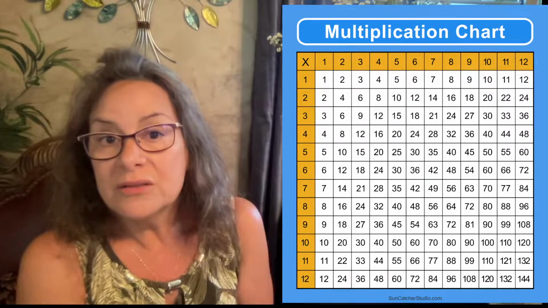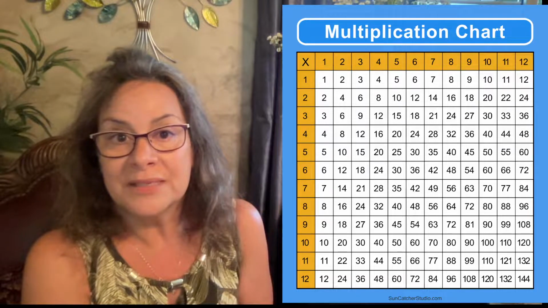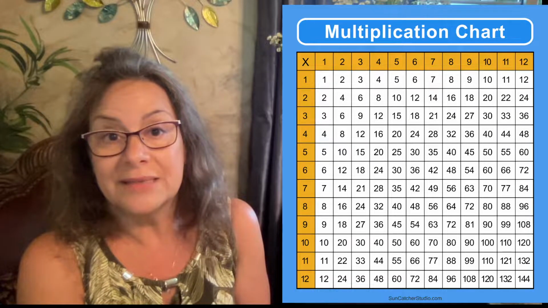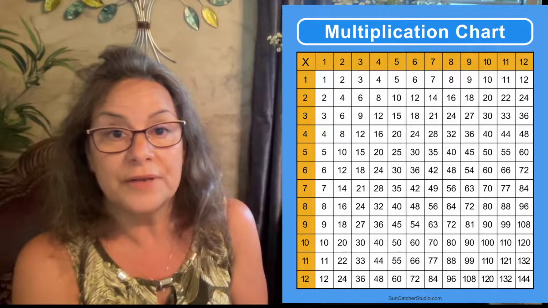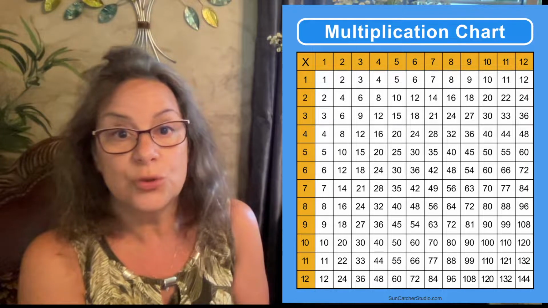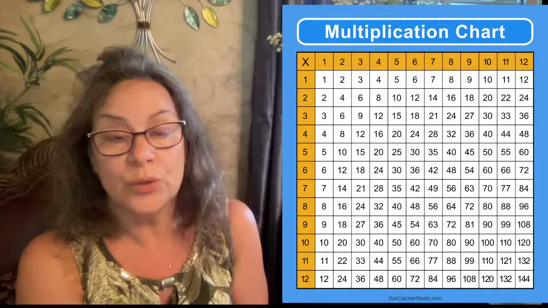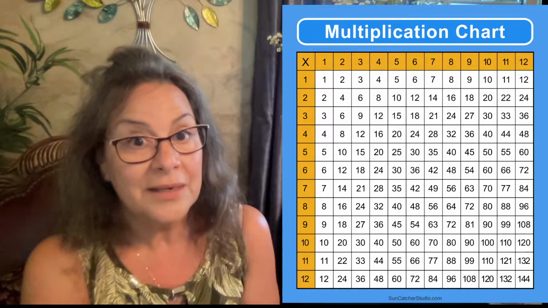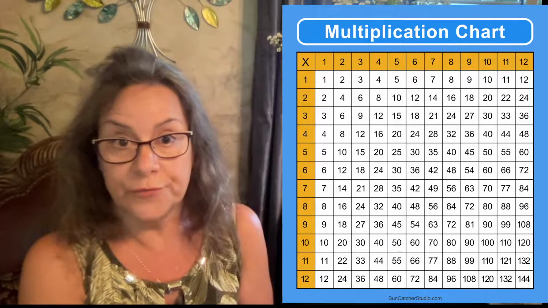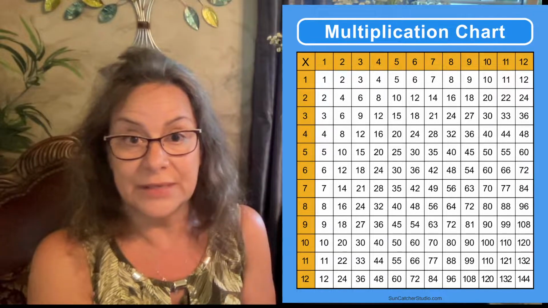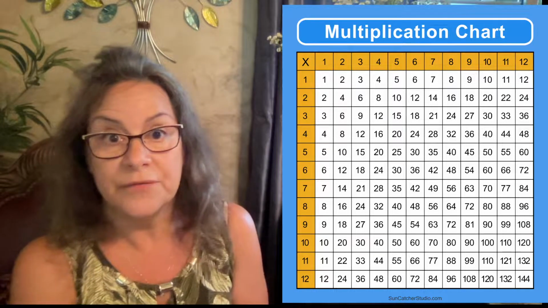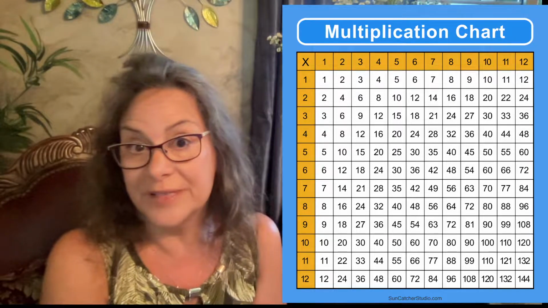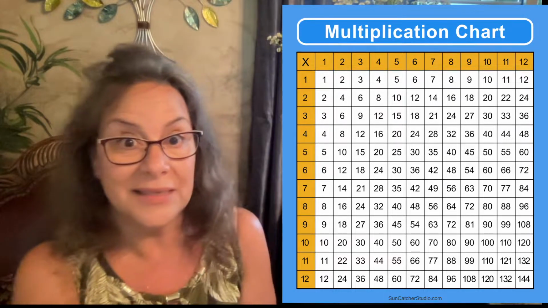And then we can learn to count by more difficult numbers like 3s. 3, 6, 9, 12, 15, 18, 21, 24, 27, 30, 33, 36, 39, 42, 45, 48, 51, 54, 57, 60.